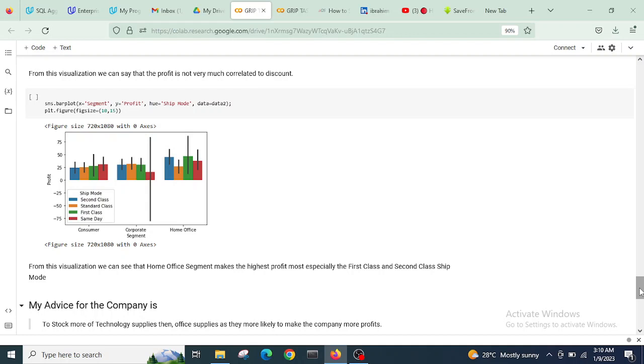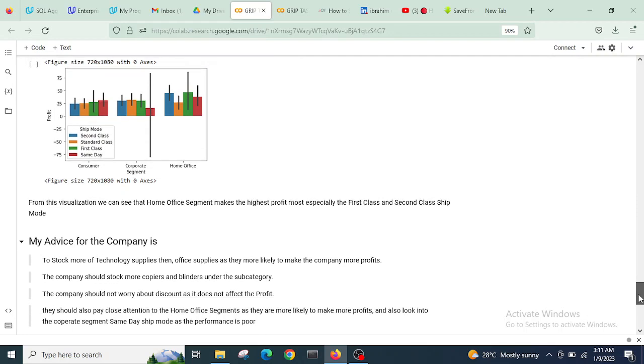Under the corporate segment, those with same day ship mode make the lowest profits. For the consumer segment, no ship mode makes really high profits. And for home office also, the standard class ship mode has low profits. So we advise the company to look into all of this.